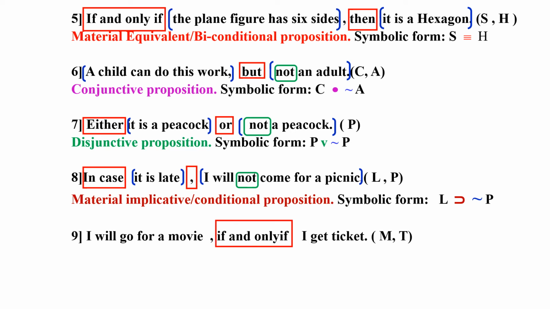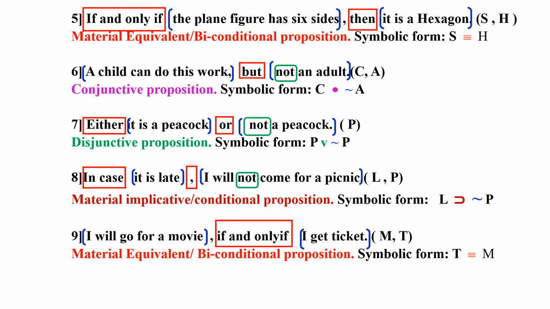The symbolic form will be: I will go for a movie is the first component, I will get a ticket is the second component. The symbolic form will be T triple bar M. So we write here: if and only if I get a ticket, then I will go for the movie. Both ways, if you write, you will get it correct. Now we come to the next.